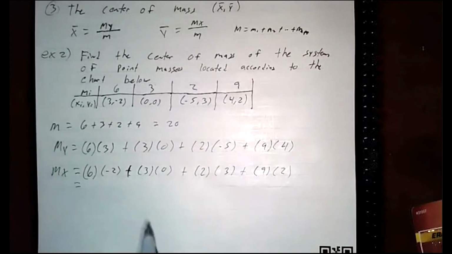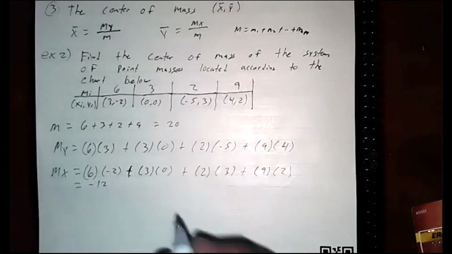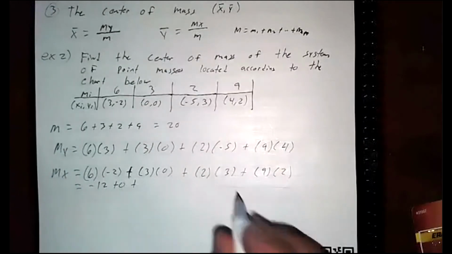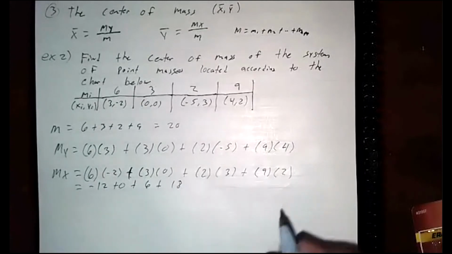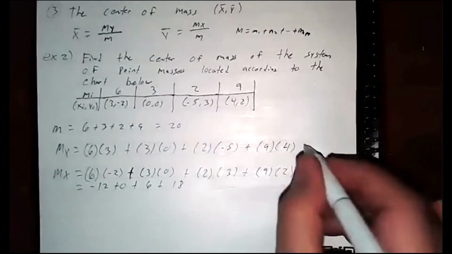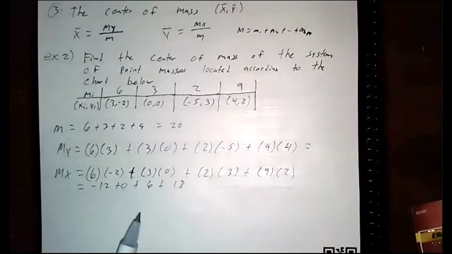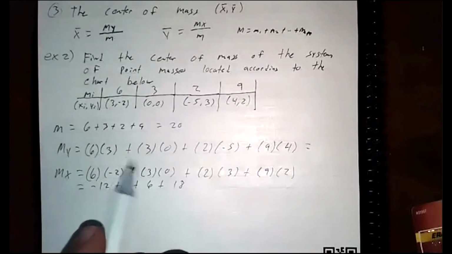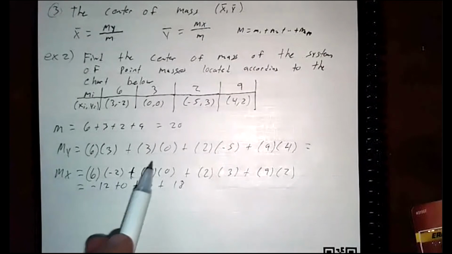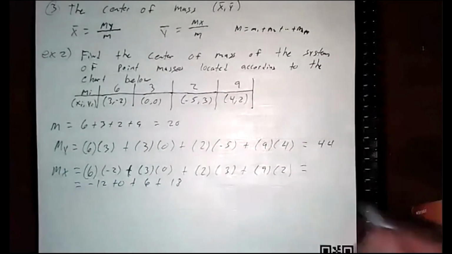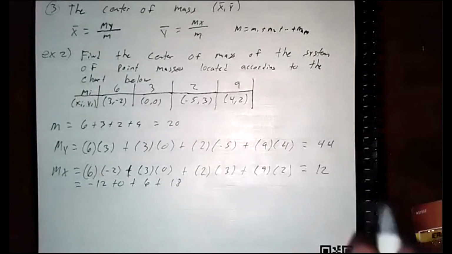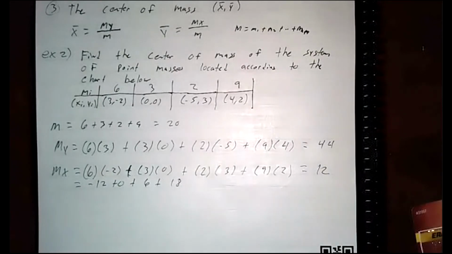So that would be negative 12, 6, and 18, right? This guy will be, I don't know, what's that going to be? 44? 12, yeah. Yes. Okay.